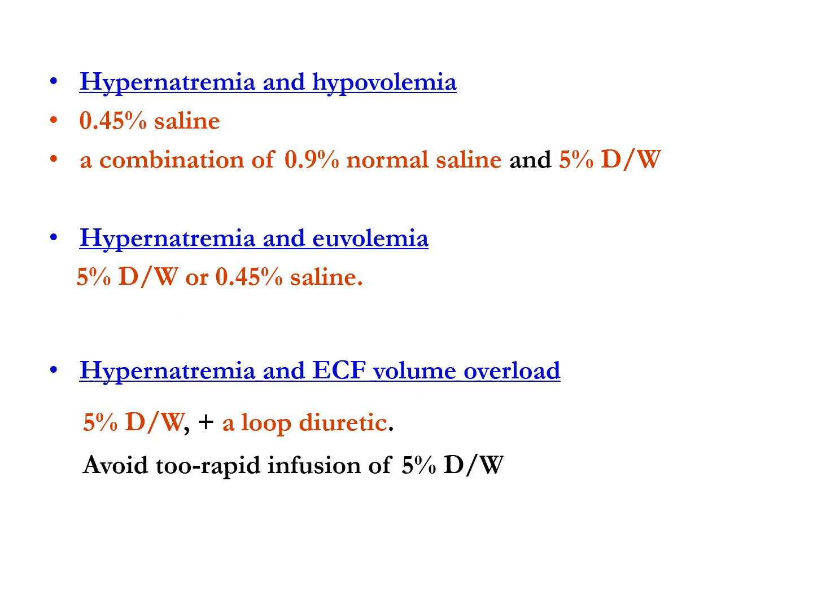Also, we treat according to the volume status. If the patient is hypovolemic and hypernatremic, we can use half saline or a combination of half saline with dextrose 5%. If the patient is euvolemic, we can use either dextrose 5% or half saline. If the patient is hypervolemic, we can't use saline. Here we prefer to use dextrose 5% with loop diuretics, and avoid rapid infusions of dextrose because it can lead to osmotic diuresis and aggravate hypernatremia.